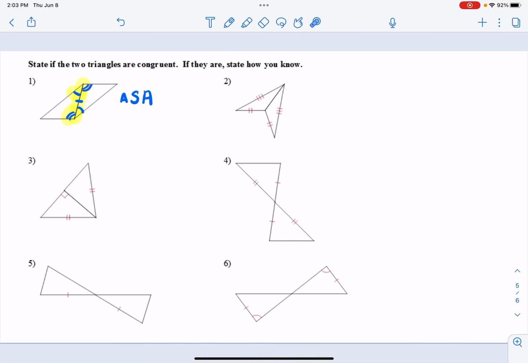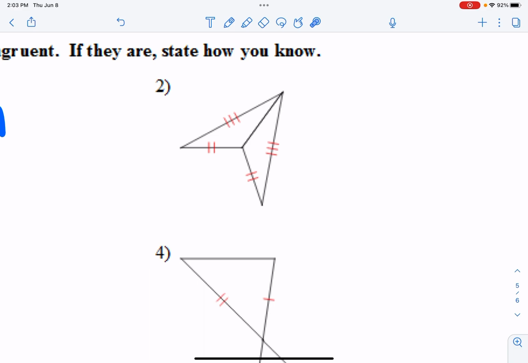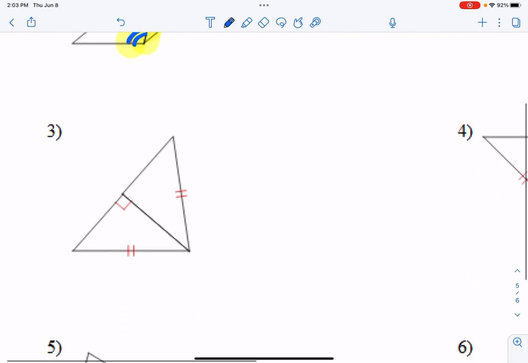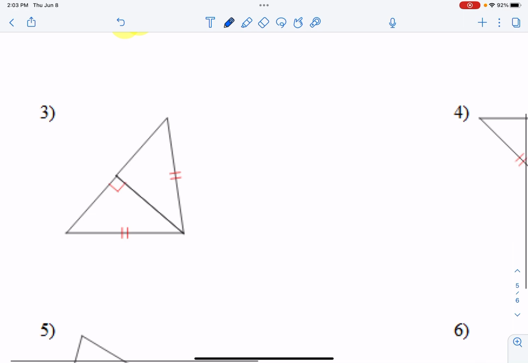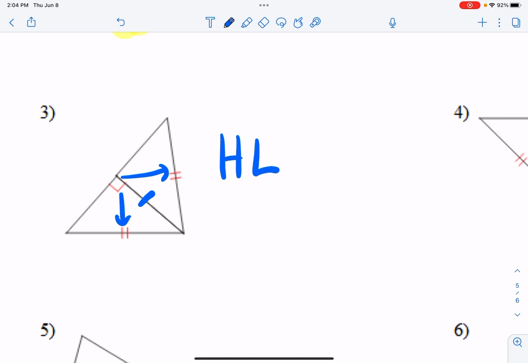Now number 2. I'm just trying to zoom in a little bit so you can see them a little better. We have 2 of our sides marked. We have one side that is common between those, so it's congruent to itself. So that's congruent by side, side, side. Number 3. It's a right triangle. So think, can I use that special right triangle? I have the hypotenuse, because remember the hypotenuse is opposite of your right angle. And then I have this common leg, so those are congruent by HL.